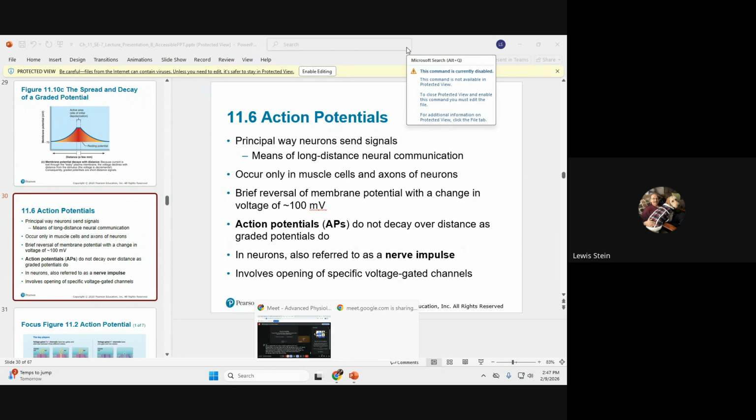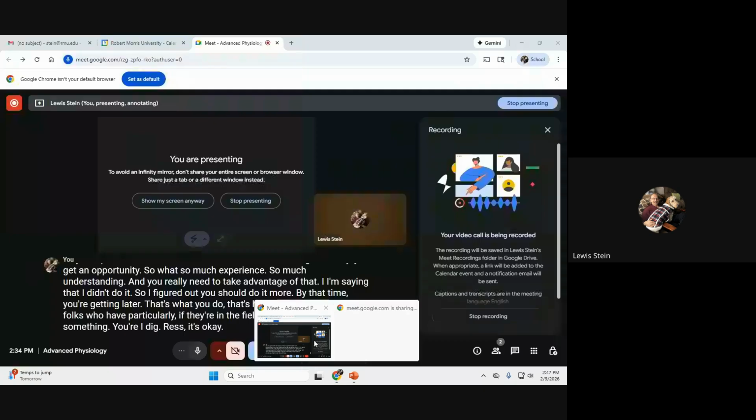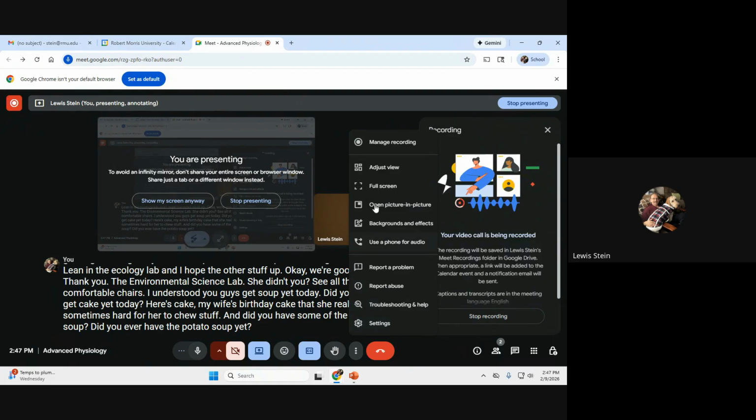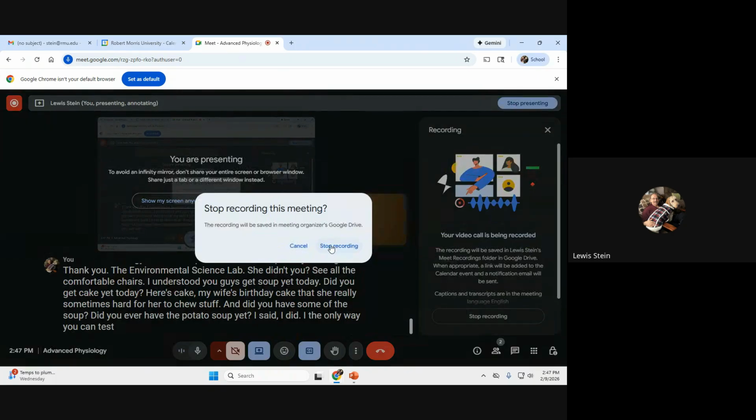Did you guys get soup yet today? Did you get cake yet today? Here's cake, my wife's birthday cake that she really, sometimes it's hard for her to choose stuff. And did you have some of the soup? Did anybody have the potato soup yet? I had all 4 soups. That's what I did. The only way you can test.